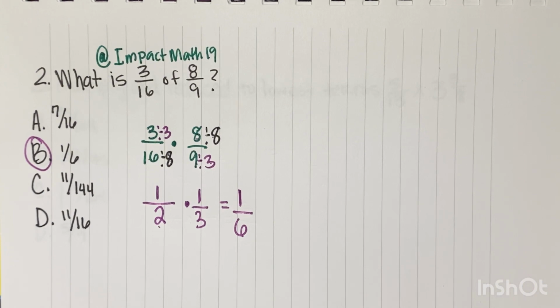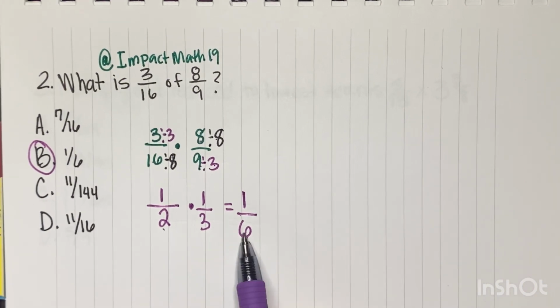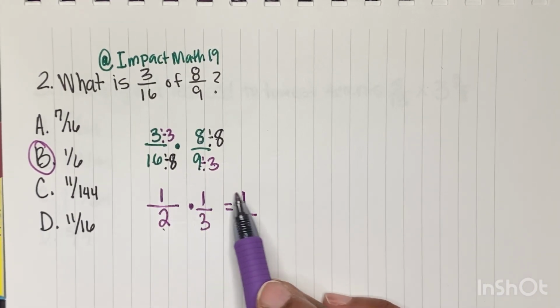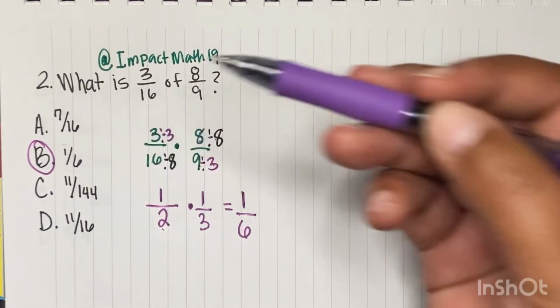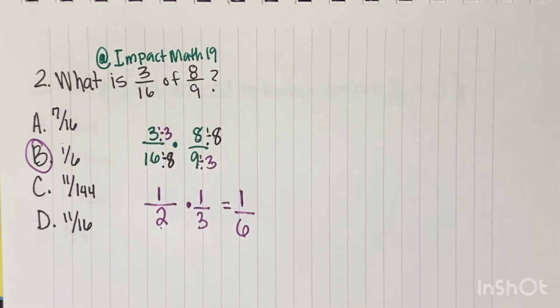Again, this is a timed test. So I didn't need to do this bottom. All I need to do is 1 times 1. There's only one answer choice where the numerator, the top, is 1. So save your time on those timed tests.